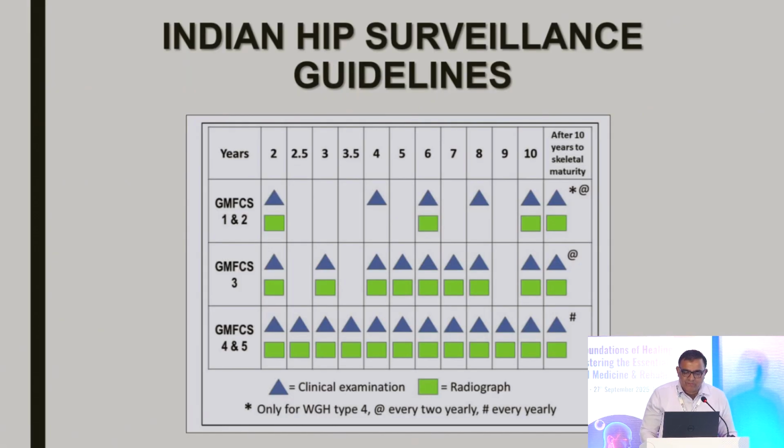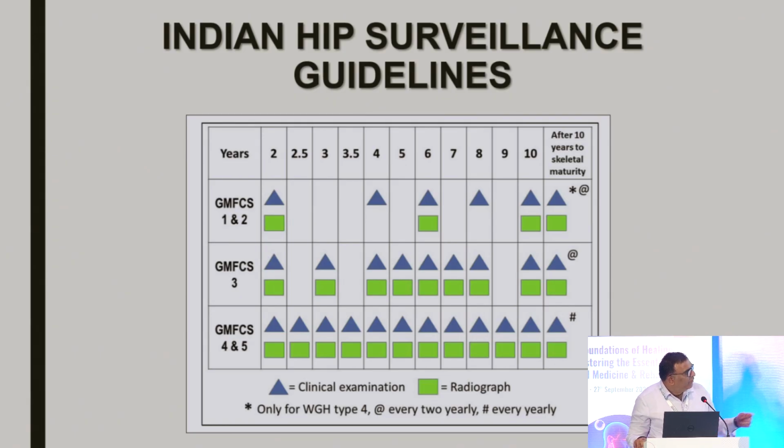Again, hip surveillance: we have our own Indian hip surveillance guidelines. Unlike before, we don't have to depend on other guidelines. These were released in 2022. These guidelines were framed by taking all the specialties which have a say in CP management, including PMR, and they have been endorsed by IPMR. These are free to use, easy to use, and any of you can download the guidelines on the website of the Pediatric Orthopedic Society of India.